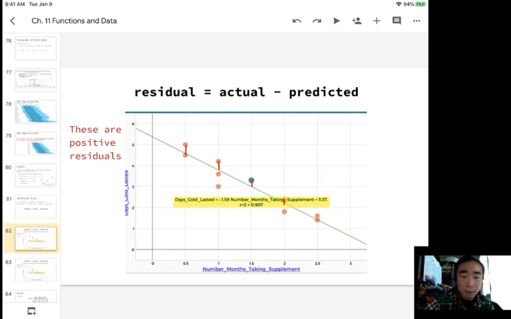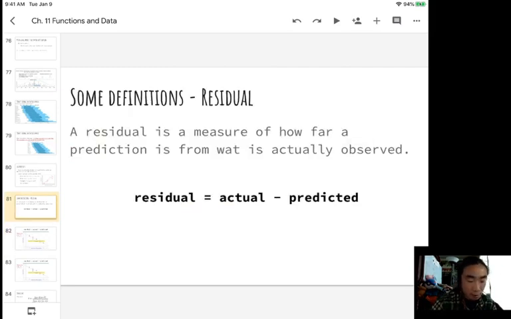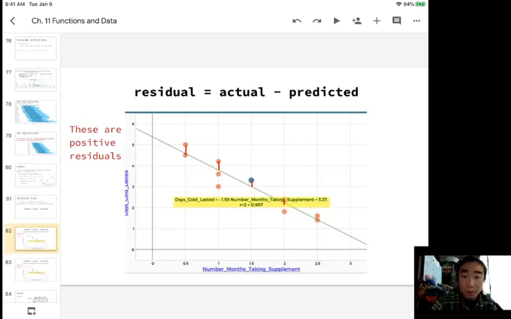underestimates of how much, let's look at our X and Y axes in this case. As you take more and more supplements, this is the days the cold lasted, right? Those are under predictions, and then down here it's over predictions. Did I get that wording right? I might have messed up. Let's double check. Actual minus predicted. So if my actual is higher than my predicted, then it is positive, so that's an underestimate. If it's negative, below the line, over here, my actual is less than my predicted, so it's an overestimate.